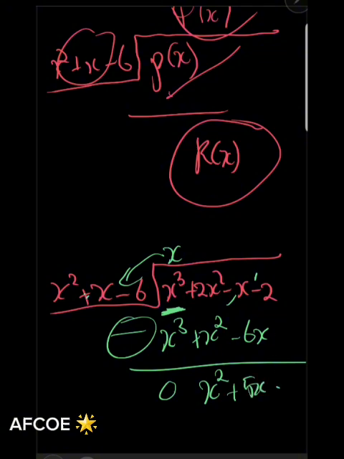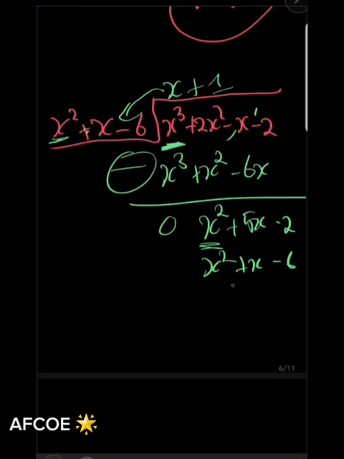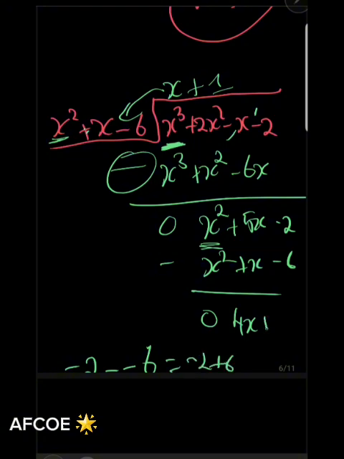Now your negative 2 comes down, and you see the degree here is still greater than or equal to the divisor, so you can still do your division. You take x squared divided by x squared, you get 1. 1 times x squared gives x squared. 1 times x gives a positive x. 1 times negative 6 gives a negative 6. You realign and subtract. X squared minus x squared is 0. 5x minus x is 4x. And negative 2 minus negative 6 is negative 2 plus 6, which is 4. So we get positive 4 here.